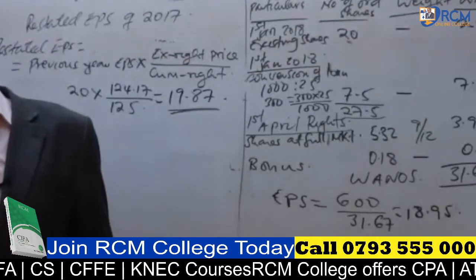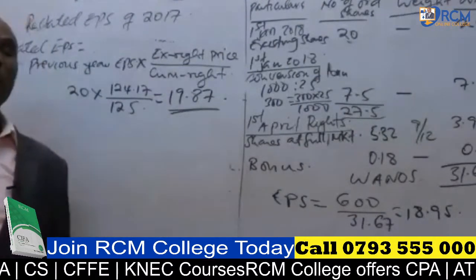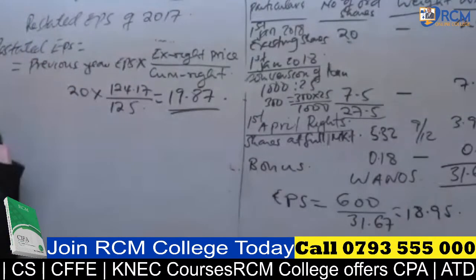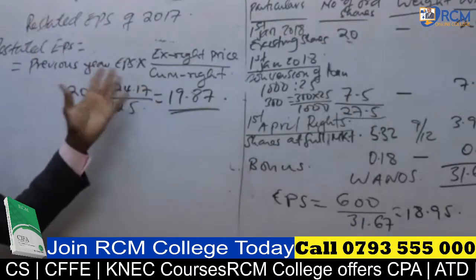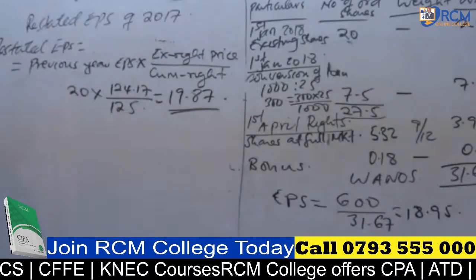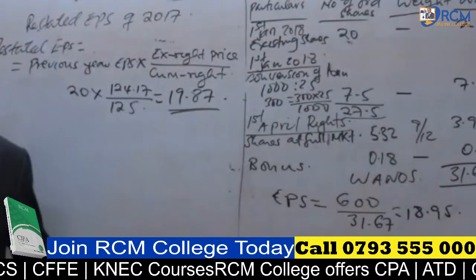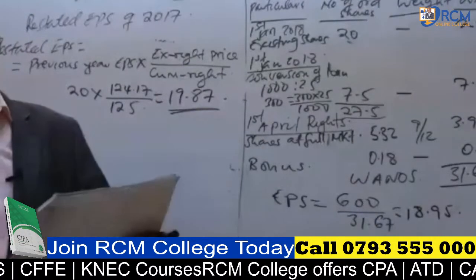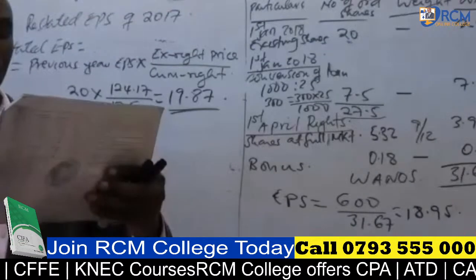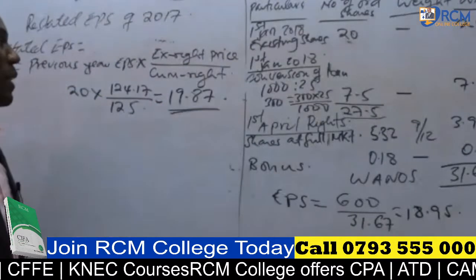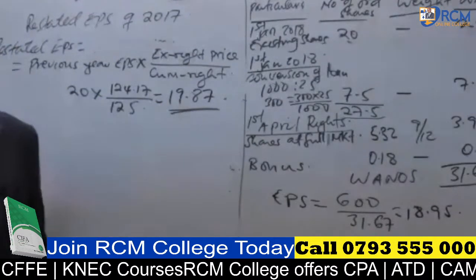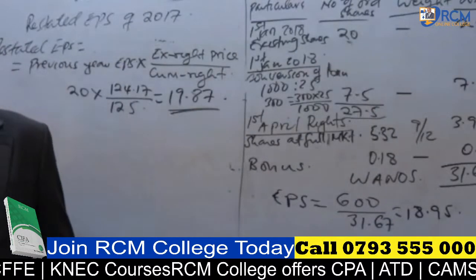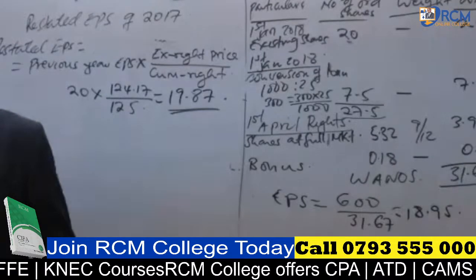Whenever you have the rights issue, you are going to restate your previous year EPS. How do you restate it? You take the previous year EPS, you multiply by the ex-right price, divided by the cum-right price. Then you have restated your EPS of 2017. That is basic. Let's go to diluted EPS. I believe we are okay there.